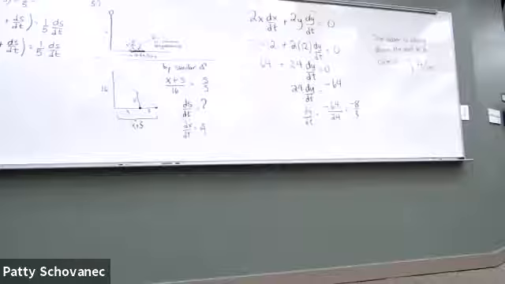So how about we distribute the 1 over 16? 1 over 16 times 4 is 4 over 16, which is 1/4. Then I get 1 over 16 ds dt is equal to 1 over 5 ds dt. I'm going to move this to the other side by subtracting it.